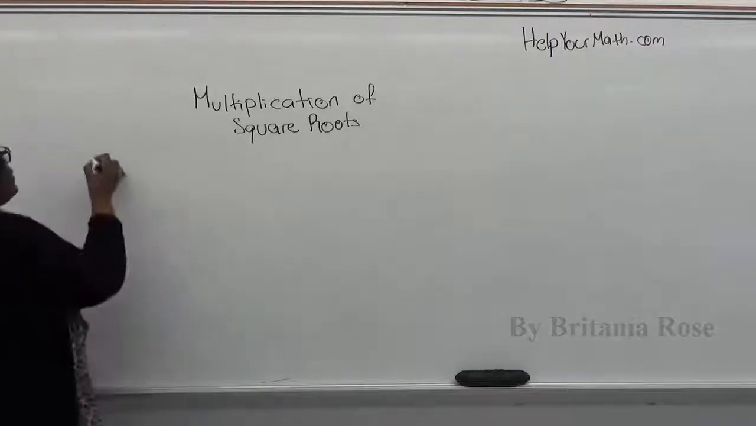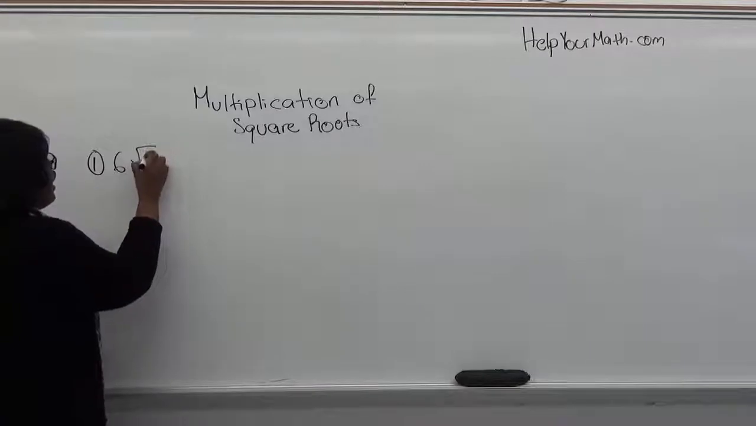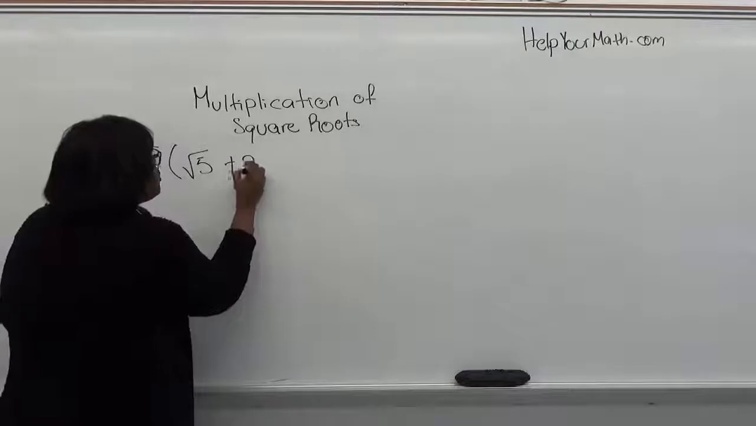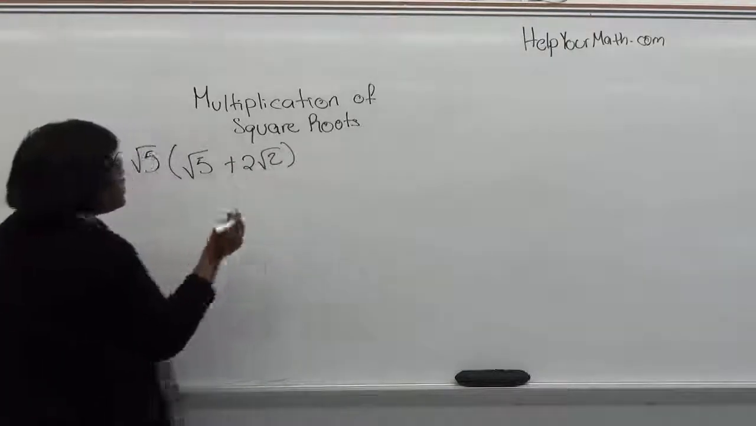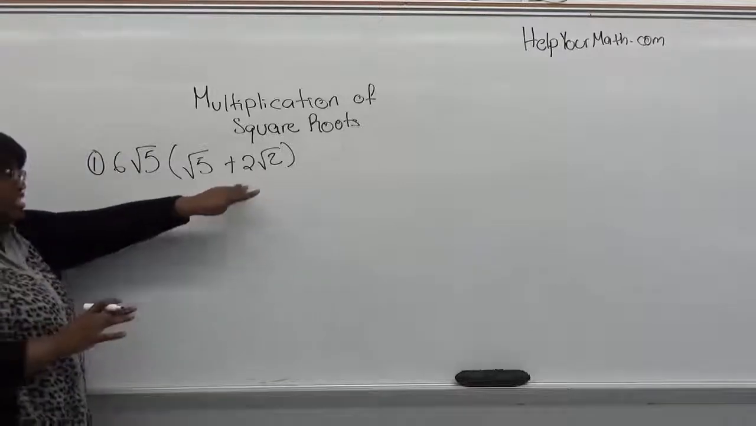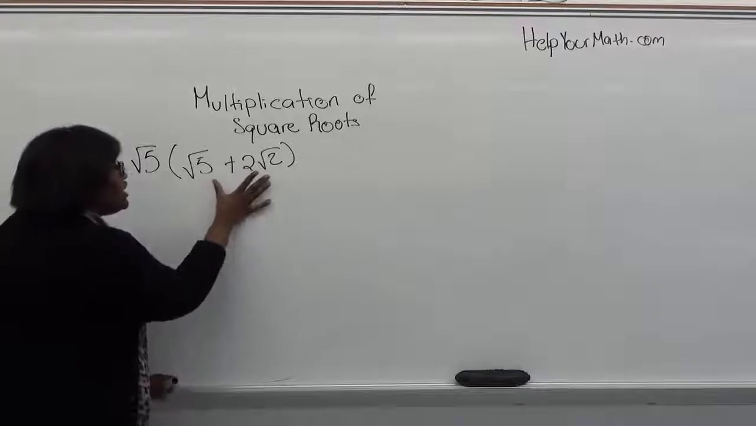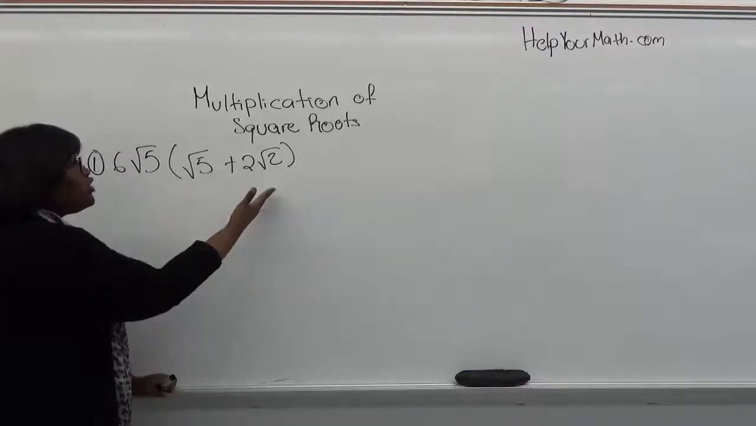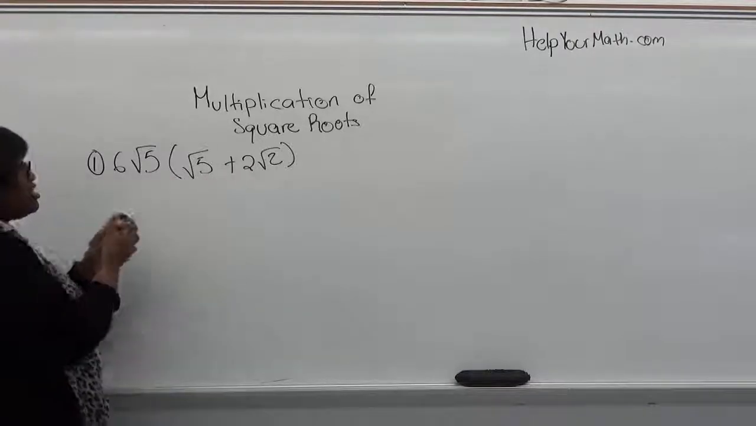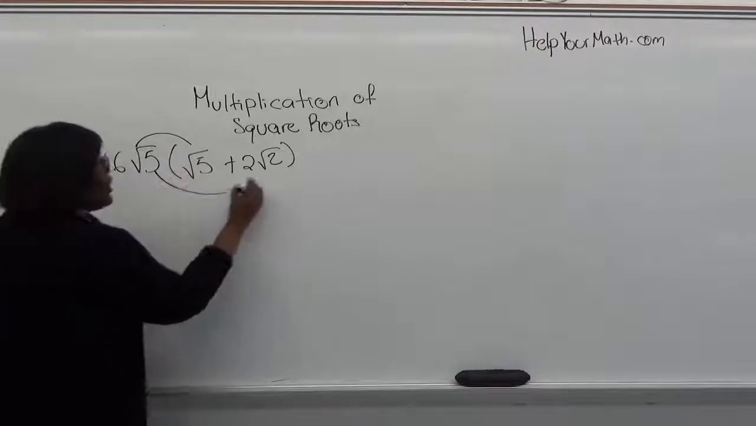So for our first example, we're going to have 6 times radical 5 times (radical 5 plus 2 radical 2). First, we have to see if we can simplify anything within the parentheses. As you can see, none of the expressions here have a common radical between them. This is radical 5, this is radical 2, so we can't add them together. So next we're going to distribute 6 radical 5 to each term.